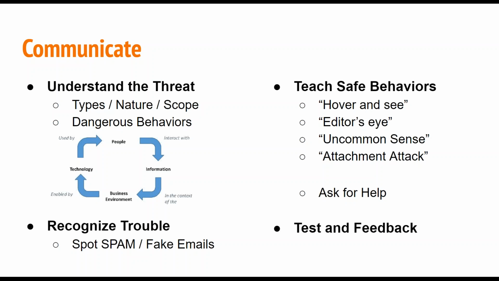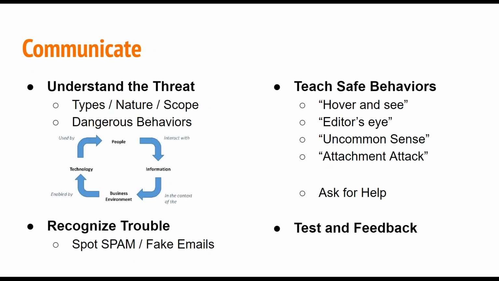So what do we mean about communicate? This is where we deal with the human factor, right? We know that most threats to small and mid-sized businesses start with email, and most of those involve phishing. So a phishing email is going to have just enough information so that the person believes it's legitimate. It's going to look close enough to the real thing that it might be hard to notice that it's not a legitimate email. So it's important that humans understand the threat, the types of threat, the natures, the scope, the dangerous behaviors that sort of fit that cycle and use it.